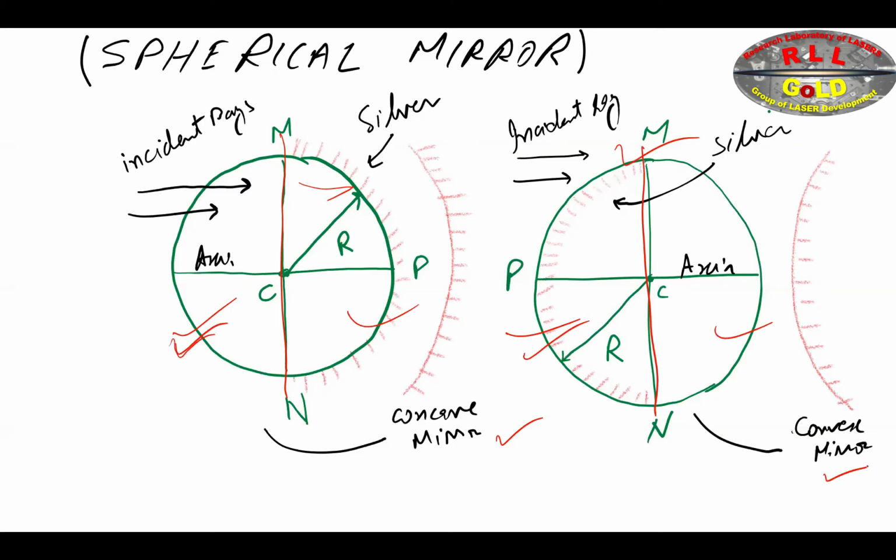Okay, these two things. And you can see here, C is the center of the sphere, R is the radius, we can call it the radius of curvature. These are axes. And P is the pole. So these are some things. Now, in the next slide, we'll study the rules of image formation, or how to draw the rays.